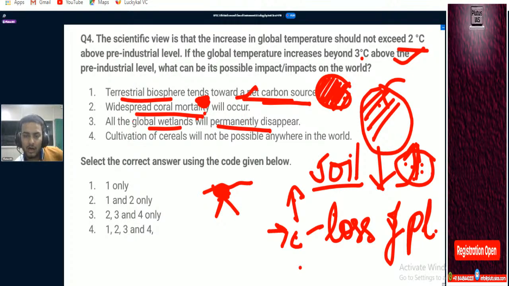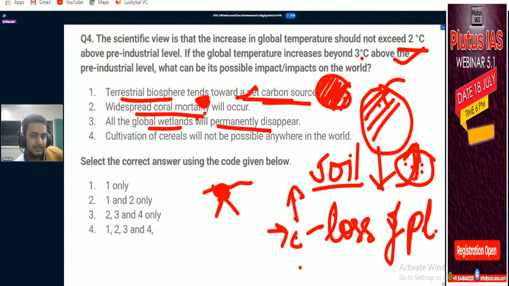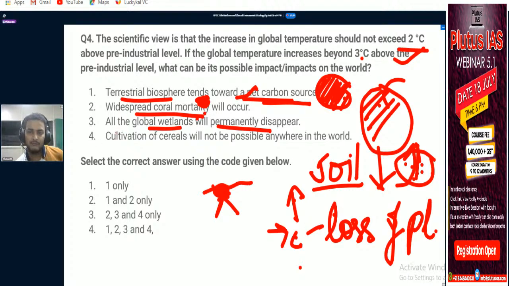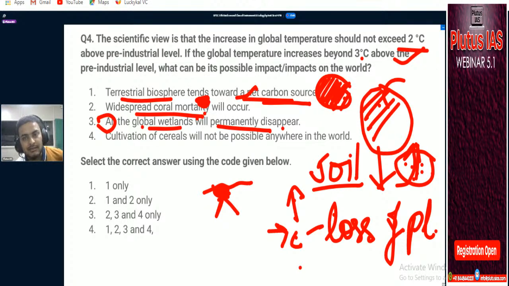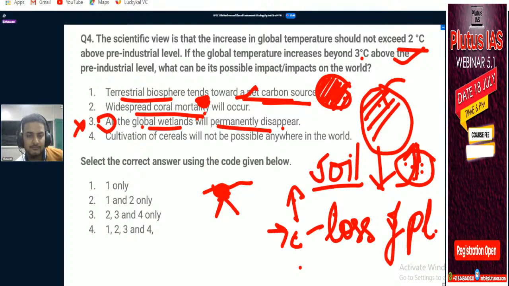So the problem here is what I told you, don't go with the extremes. In UPSC they will give you extremes, so have a doubt there, come with a suspicion there. The problem is all global wetlands will permanently disappear. That's something not possible. Okay, so 3 goes wrong.